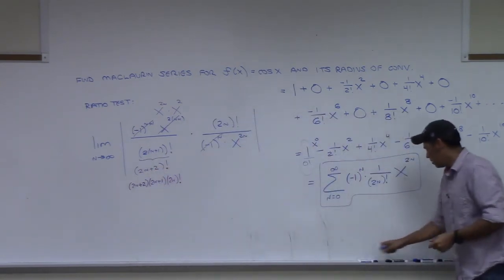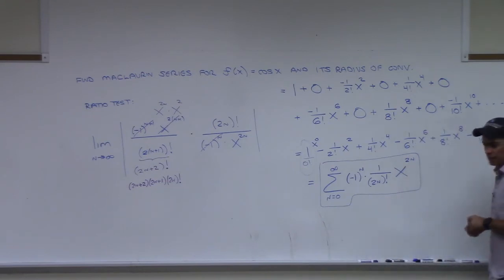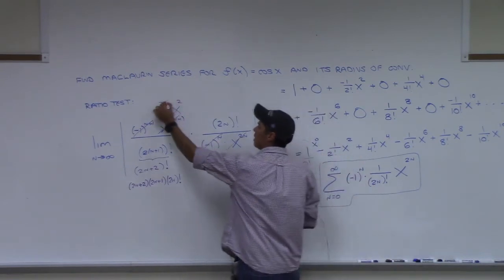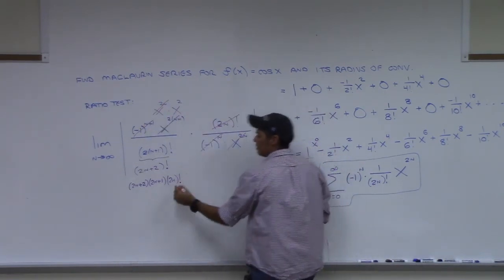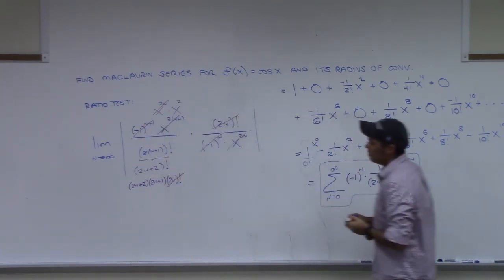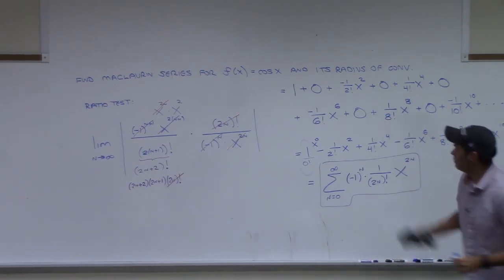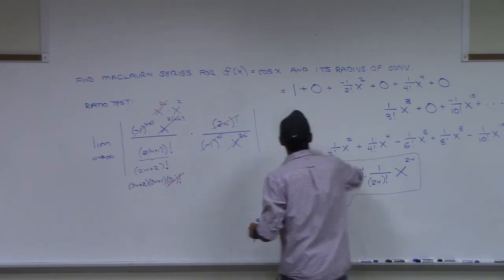And now we start to get a lot of really nice cancellation here. The x to the 2n cancels with the x to the 2n. The 2n factorial cancels with that 2n factorial. And I think I have everything I need to continue. Are there any questions while I'm erasing this?